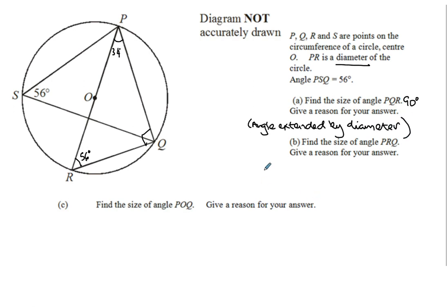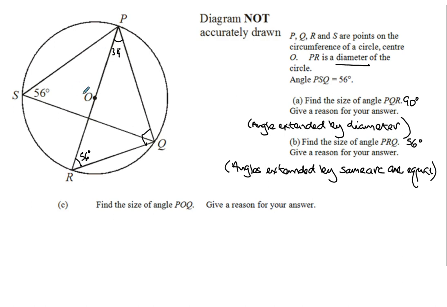Okay, find the size of angle PRQ. Okay, so we know that's 56, and the reason why is angles extended by same arc, or you can write same segments here, angles in the same segments. Angles extended by same arc are equal. All right, yeah.